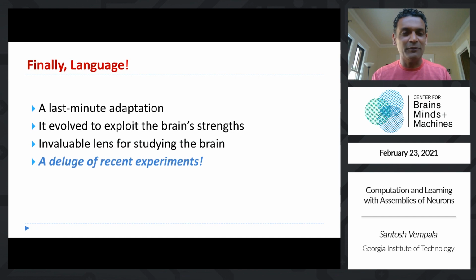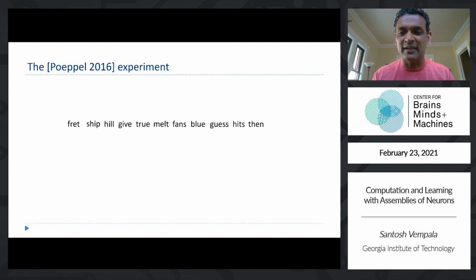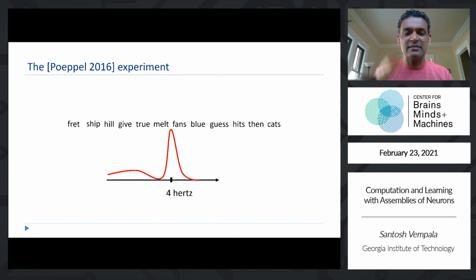And there's been a great set of experiments. I'll just show you one, the Poeppel experiment from Poeppel's lab. He presented subjects with this series of words: friendship, hill, melt, fans, blue, guess, hits, then. Looks like complete nonsense. And then he noticed that there is this peak at roughly 4 hertz, which is roughly what it takes you to see these one-syllable words. This is just measuring electrical activity.